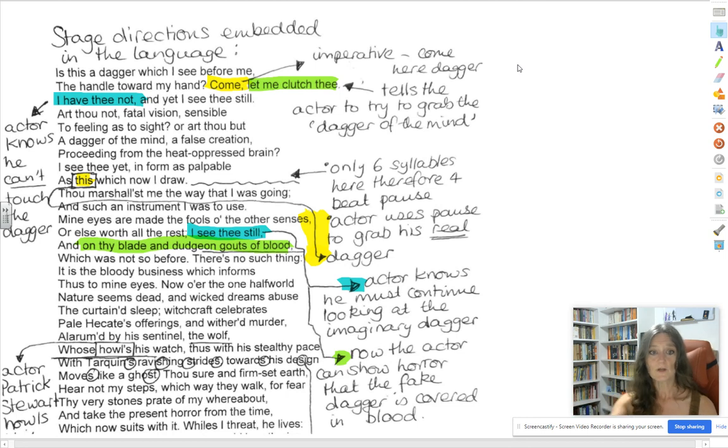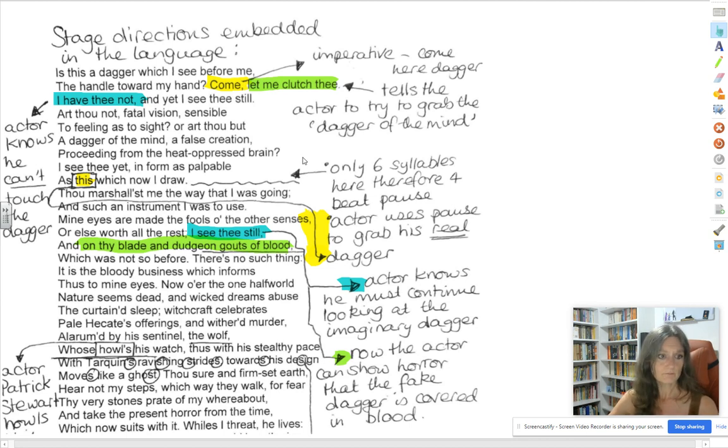I want to try. And this, "let me clutch thee," is telling the actor to try and grab this dagger of the mind. But then the actor has to say, "Have thee not?" So the actor, maybe he hasn't done Macbeth for a few weeks, remembers, oh, I can't actually feel the dagger, it's not actually there. So he's kind of grabbing it, but not getting hold of it. So that's the first one here.